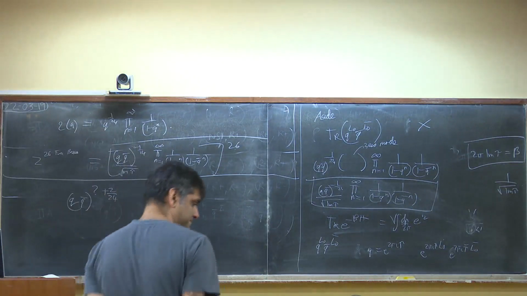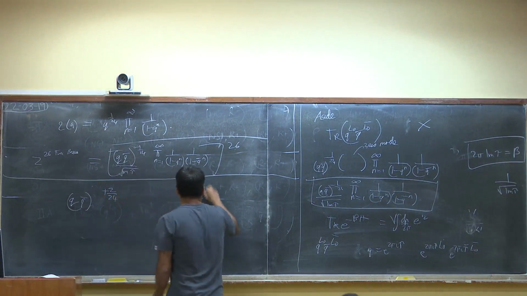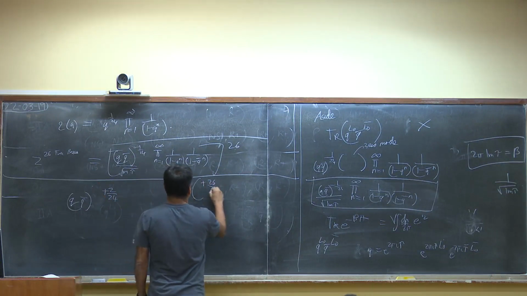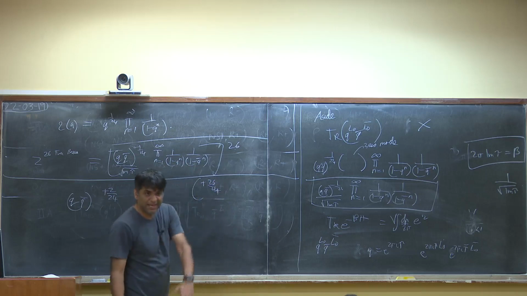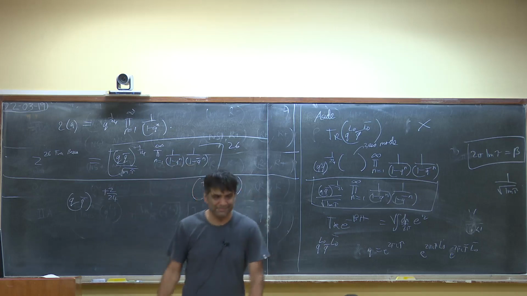Is this clear? This was plus 26 by 24. That was the map from plane to cylinder. Minus 1, which was the ground state on the plane.